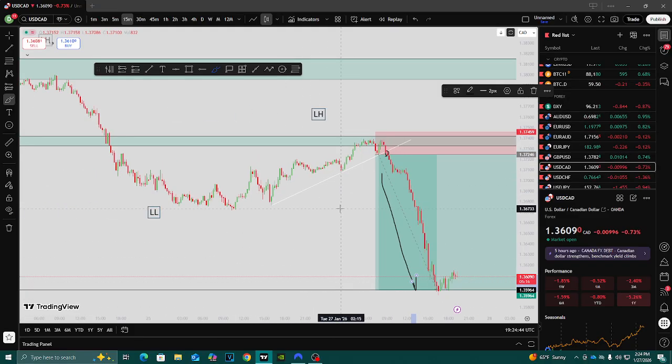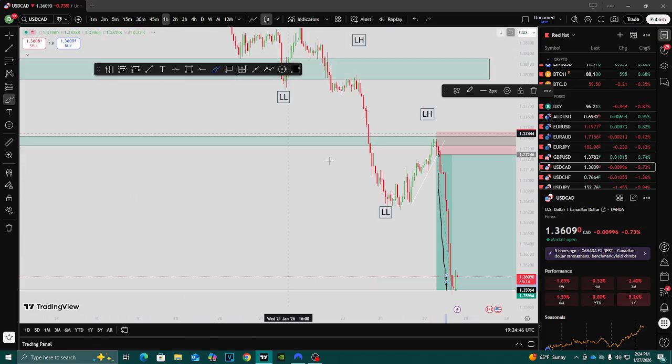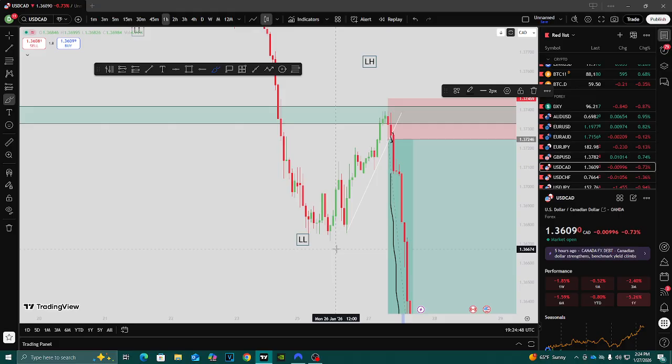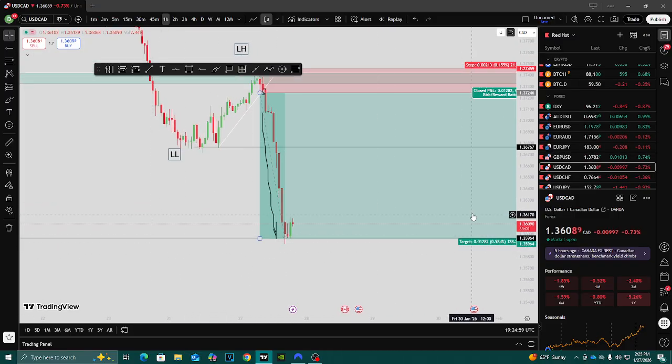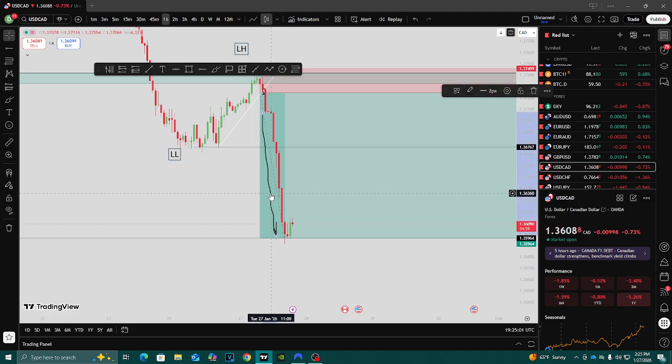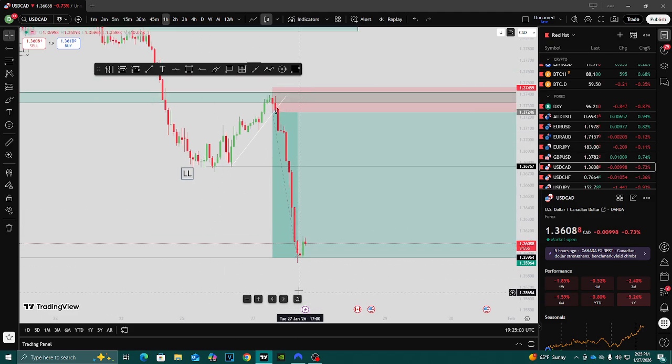And you just hold the trade. If you guys wanted your first take profit, obviously your first take profit would have been right here. Second take profit, daily low. Boom. Just like that. That's literally how you enter the market. There's nothing much to say.